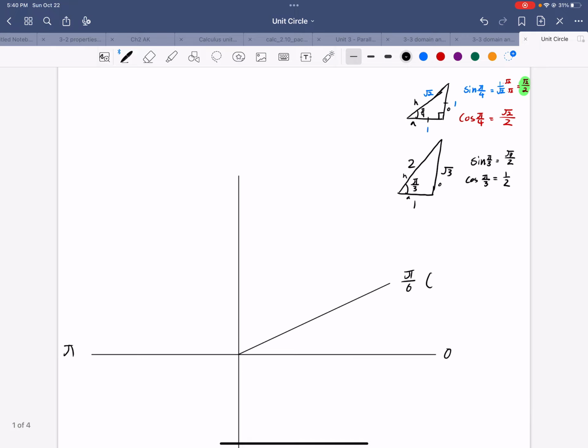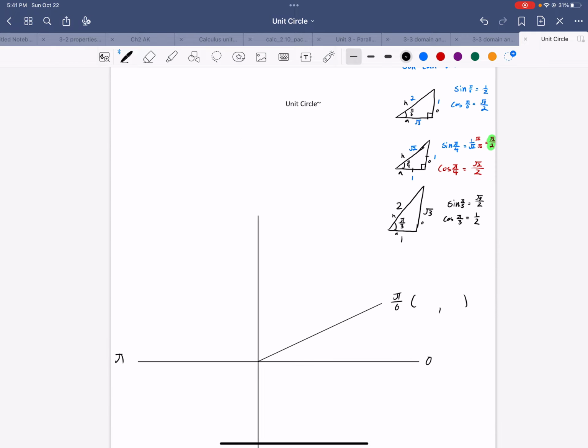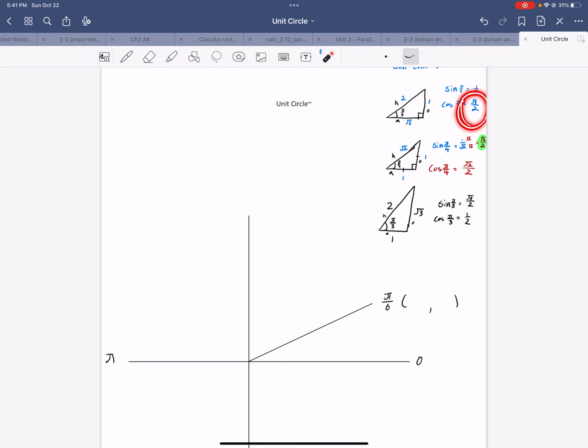In that case, x value is a cosine, which is this one. That's x value, right? So it's gonna be square root of 3 over 2, and y value is gonna be sine, which is 1/2. Okay, it's simple.